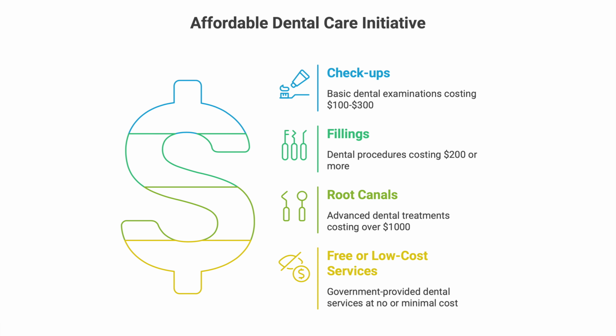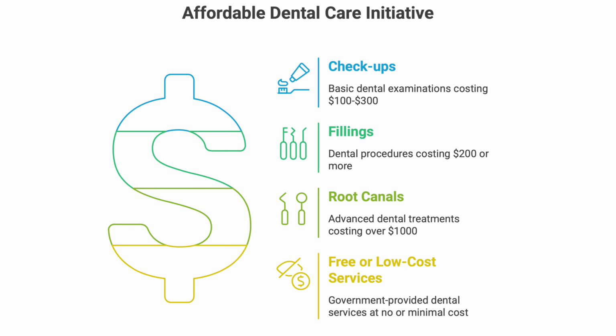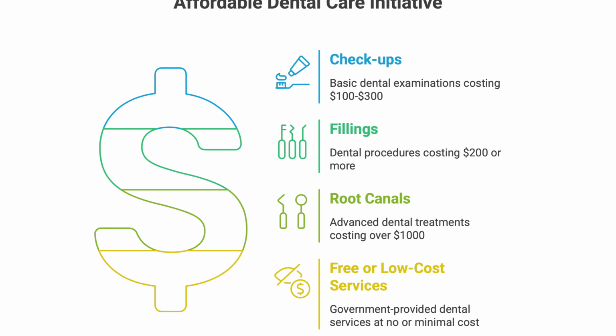A simple checkup can cost $100 to $300, a filling around $200 or more, a root canal over $1,000. So the government launched this plan to help people get basic dental services for free or at a low cost. It's being delivered with the help from the insurance company called Sun Life. They are working with the government to manage the services and the payments.